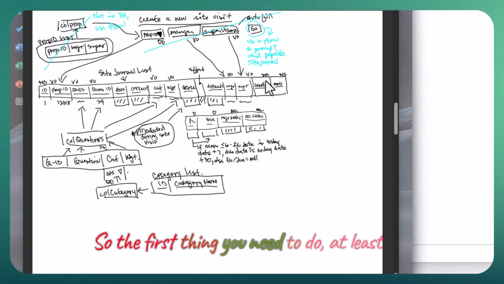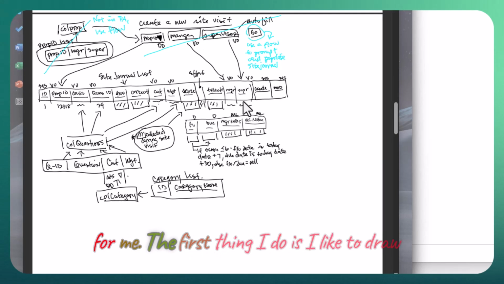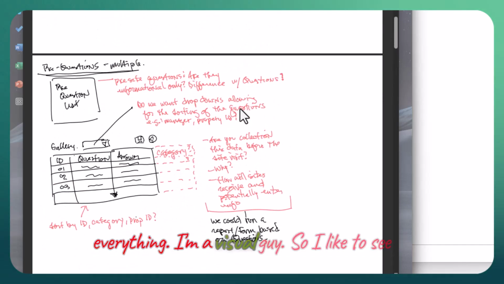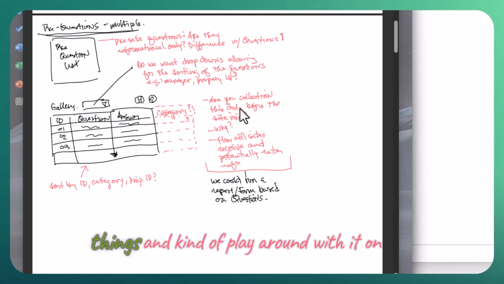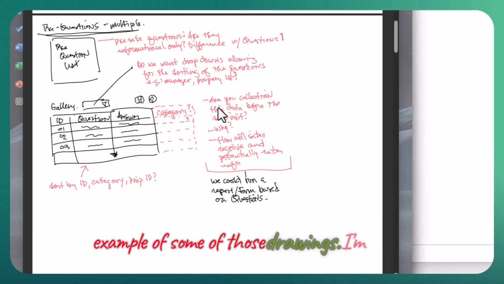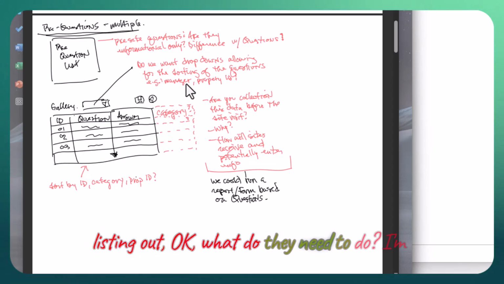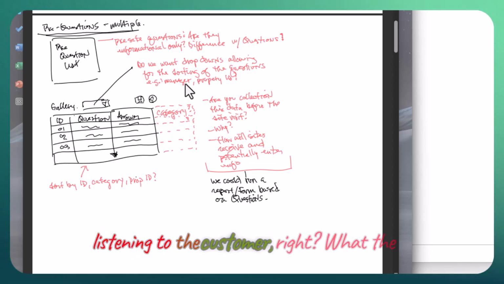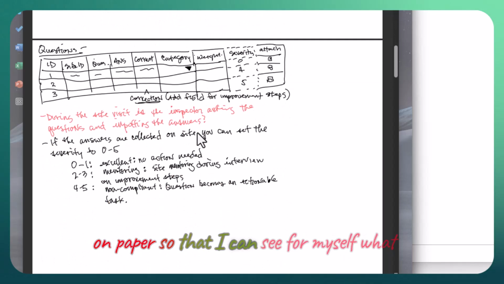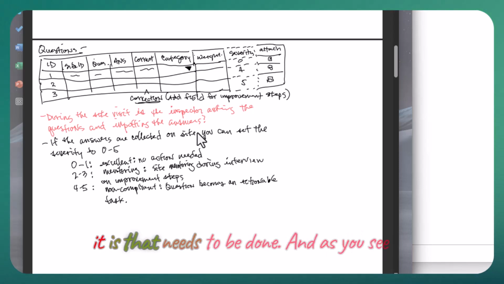So the first thing you need to do, at least for me, the first thing I do is I like to draw everything out. I'm a visual guy, so I like to see things and kind of play around with it on paper first. And so what you see here is an example of some of those drawings. I'm listing out, okay, what do they need to do? I'm listening to the customer, right, what the need is, and I'm just kind of drawing it out on paper so that I can see for myself what it is that needs to be done.